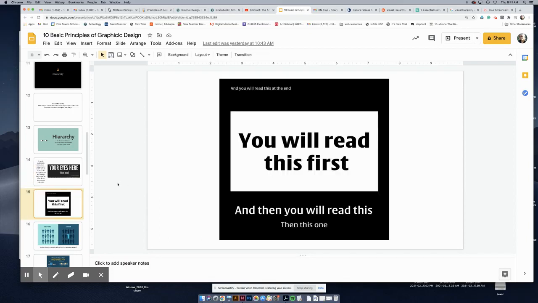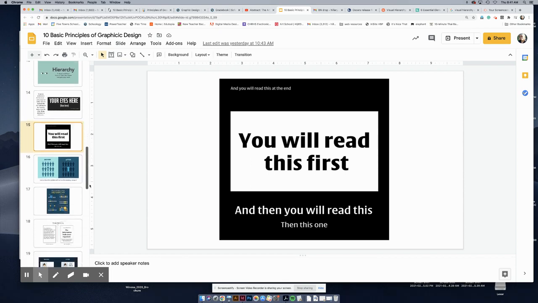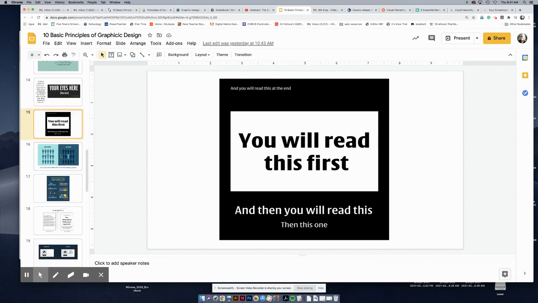If we go down here, we'll see again, look at how your eye is drawn to these different chunks of information. What about the little block on the top there? That's probably the last one your eye is going to look at. And these are just things to think about as you start to work on your designs.